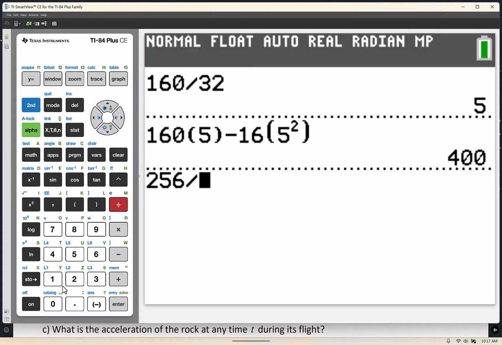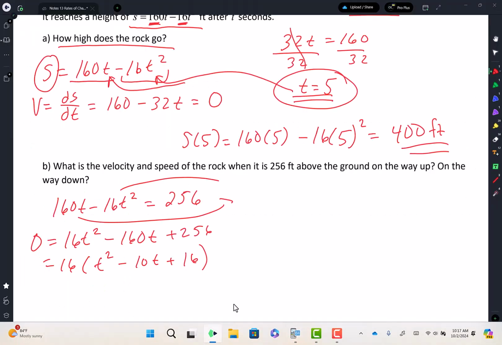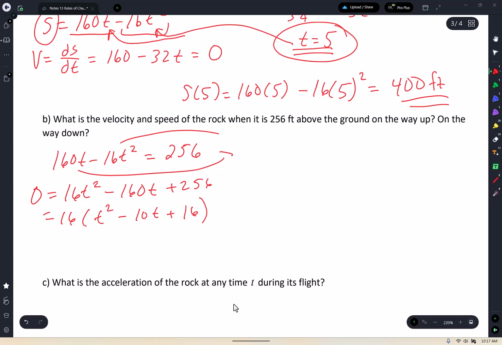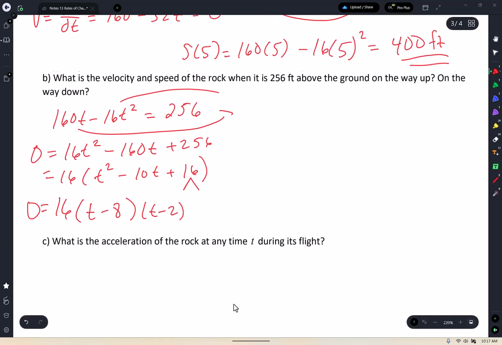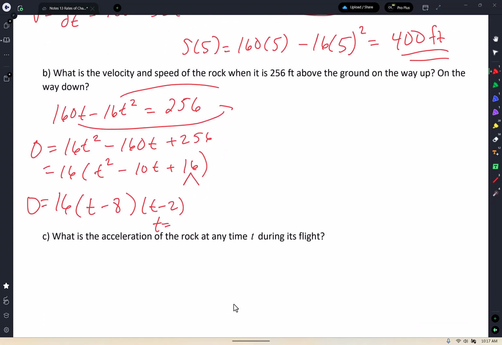256 divided by 16 is 16. Perfect. All right. Here we go. Two numbers. I think we could use a calculator, but it's an easy number. Two numbers that when you multiply give you 16 and add up to 10. t minus 8, t minus 2. Remember, this equals 0. So my two t values are 2 and 8.